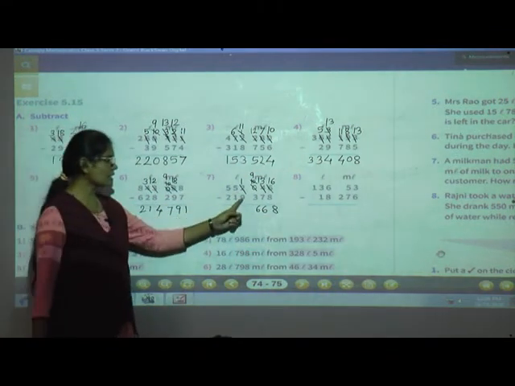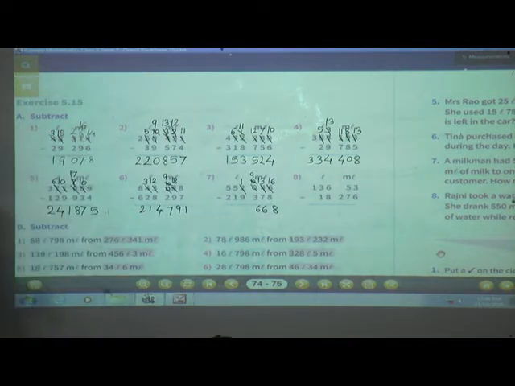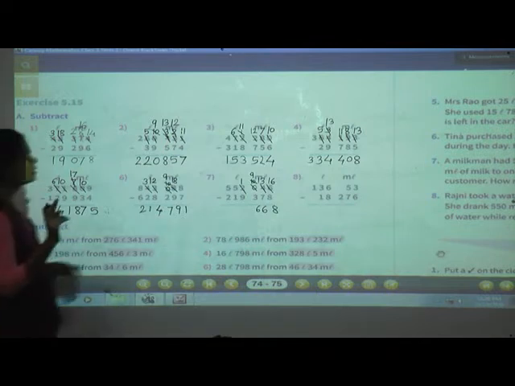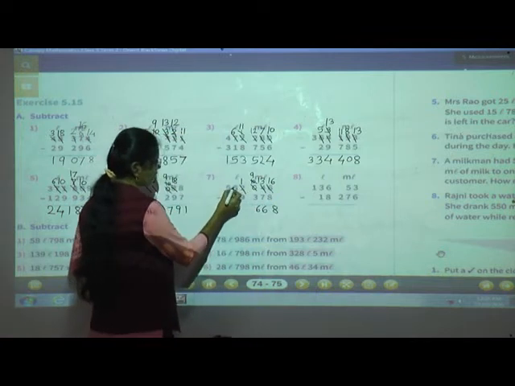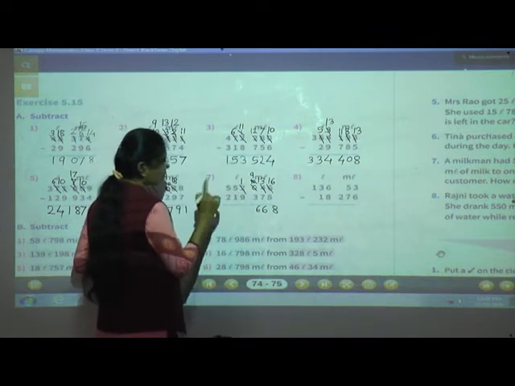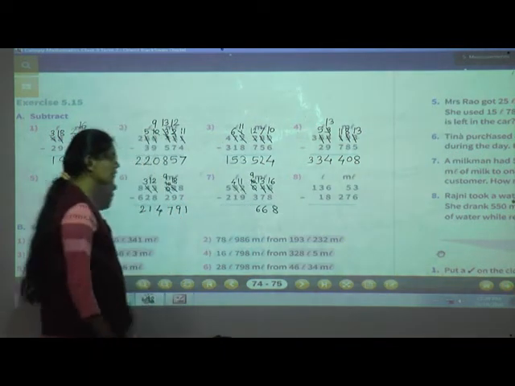Here 1 is there, here 9 is there. 1 minus 9. Is it possible? No, because 1 is smaller than 9. So 1 minus 9 we can't do. Then what to do? We will take 1 borrow. Okay. So from 5 we will take 1 borrow. From 5, if we take 1 borrow, here 4 will remain, and this 1 will become 11.